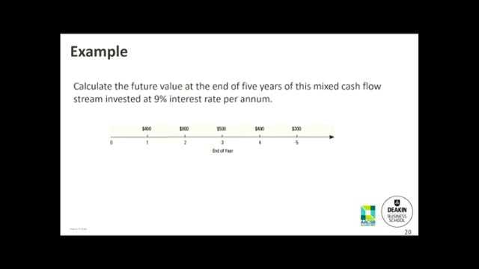Let's calculate the future value at the end of 5 years of this mixed cash flow stream invested at 9% interest rate per annum. So what do we want? We have 5 cash flows. Do you agree? We have 5 cash flows. We want the future value of this cash flow stream at the end of year 5. We know the interest rate. Do you agree? So all we need to do is compound each of the individual cash flows to year 5. We then sum them together. Am I right? How do we compound those cash flows? How to compound?